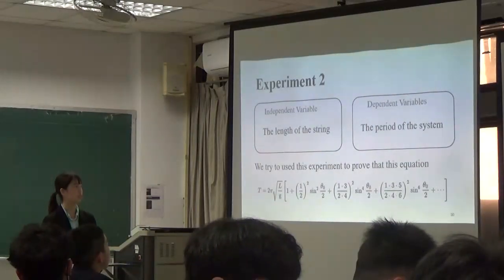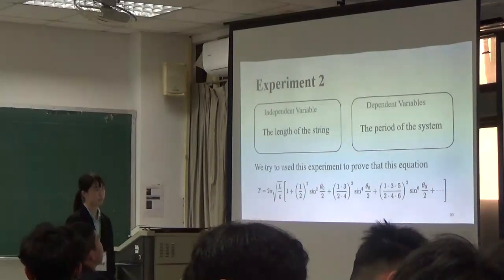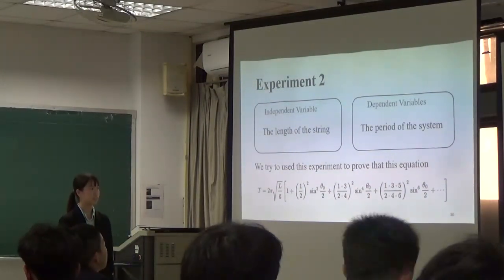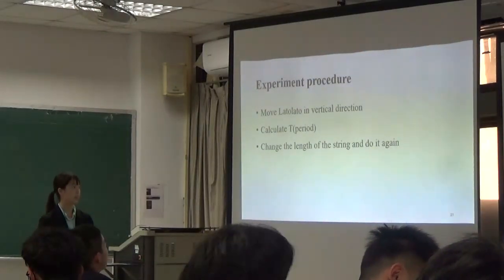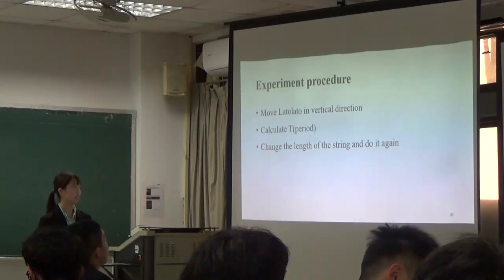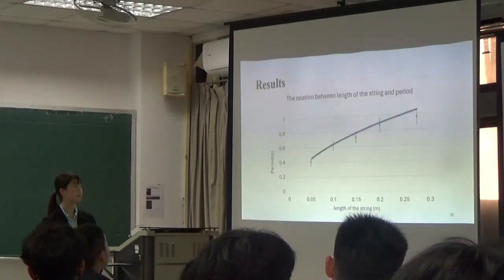In experiment 2, the independent variable is the length of the string, and the dependent variable is the period of the system. We try to use this experiment to prove this equation. This is the procedure. We move the lateral pivot in the vertical direction and calculate the period, then change the length of the string and do it again.